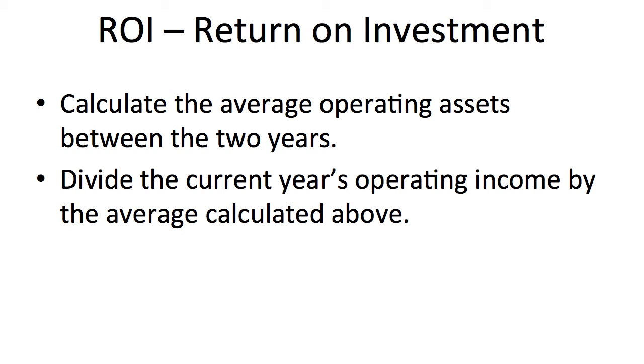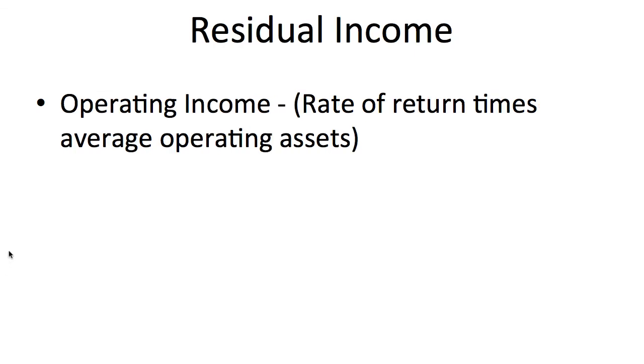And really what you're trying to calculate here is the percentage of operating income in comparison to your operating assets. The residual income is the operating income minus the rate of return times your average operating assets. The rate of return is provided in the exercise. The average operating assets you just calculated in the question before. You're going to multiply those two and you're going to deduct it from the operating income. This will give you your residual income.